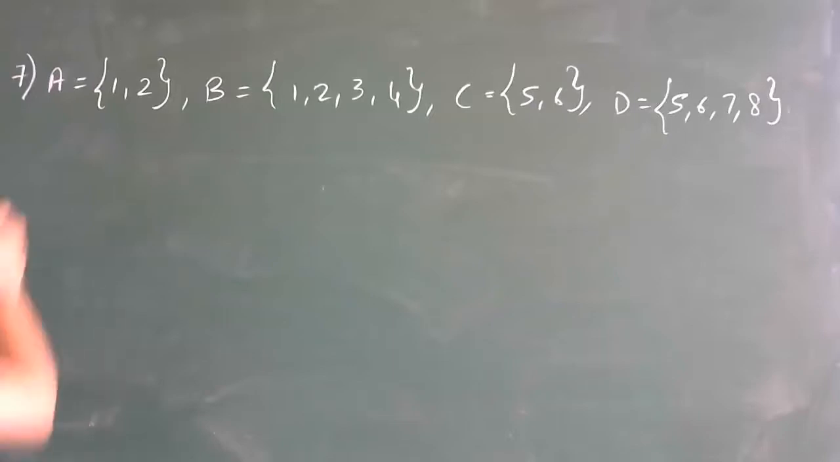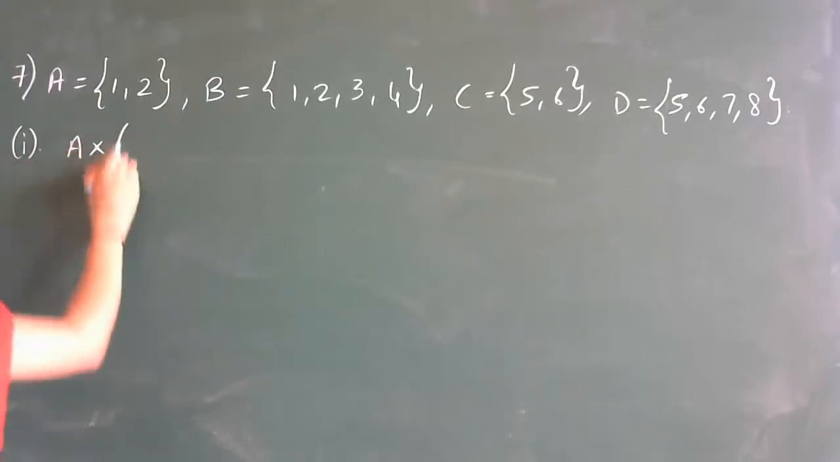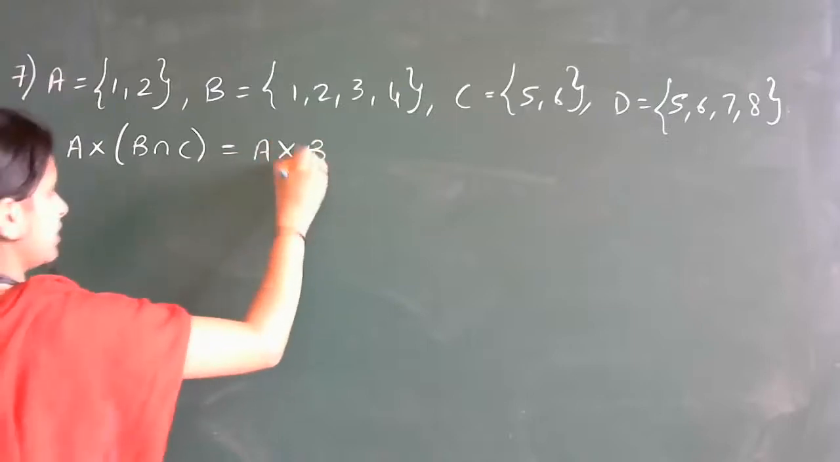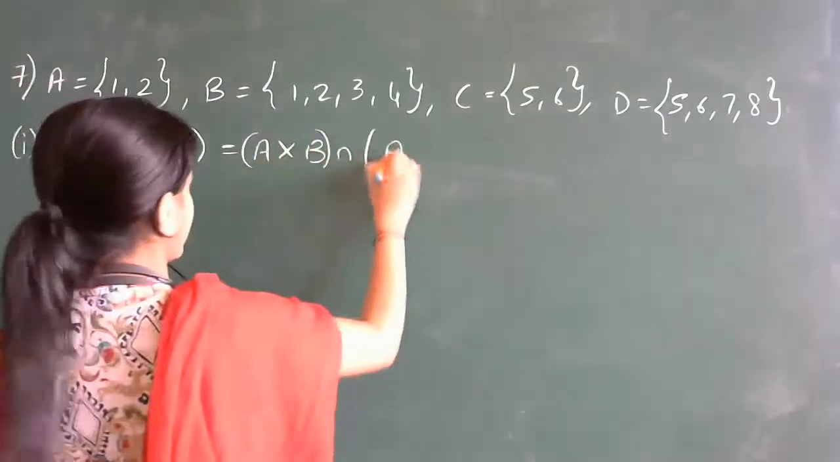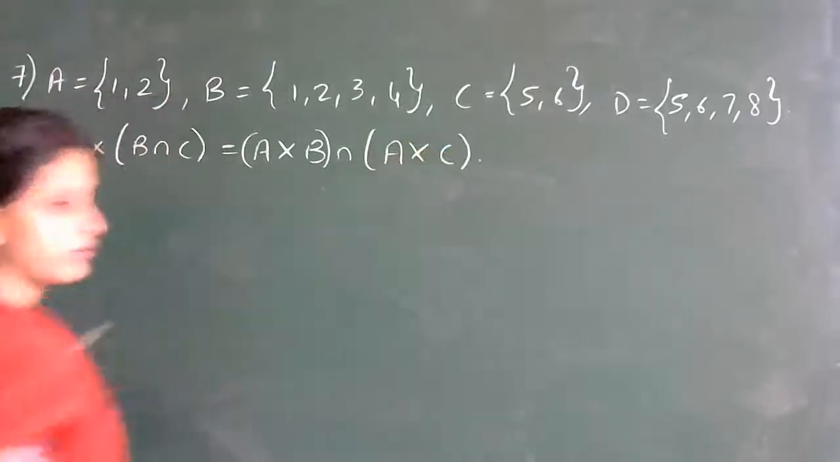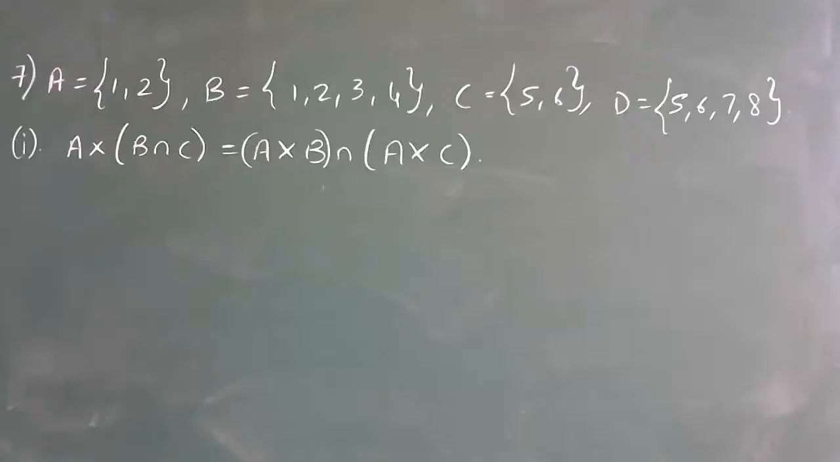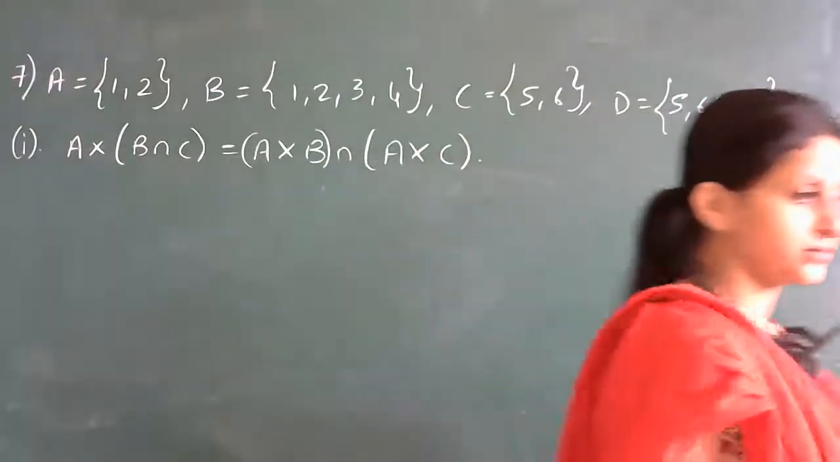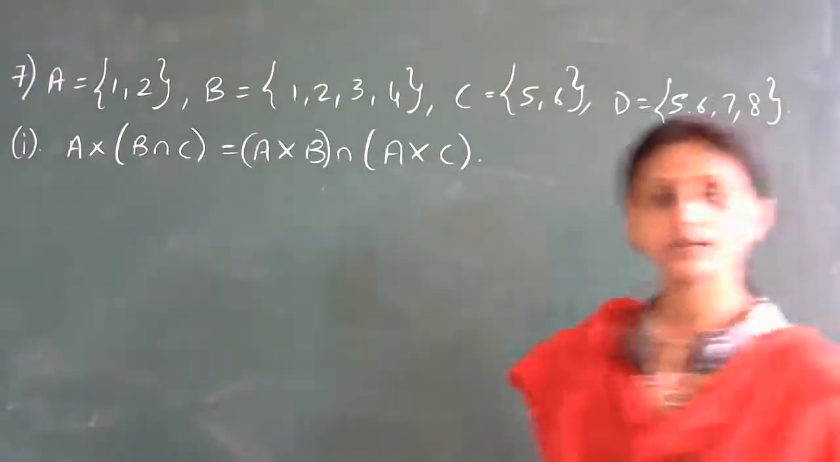Okay, let us go for the first one. What have they given us? A cross (B intersection C) is equal to (A cross B) intersection (A cross C). So this we have to verify. How to verify this, students?